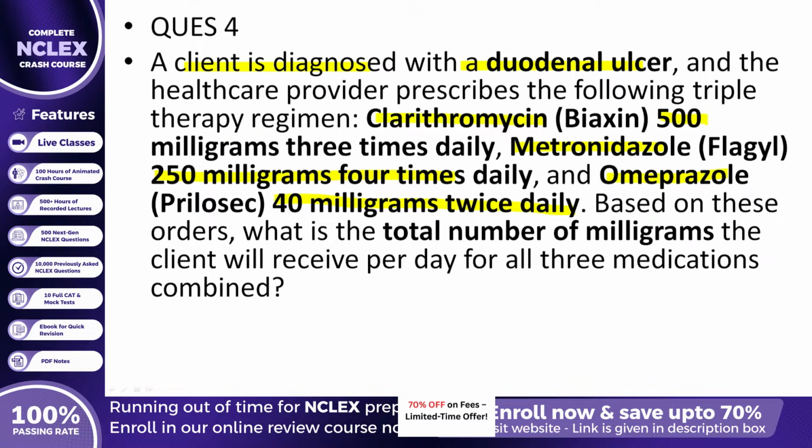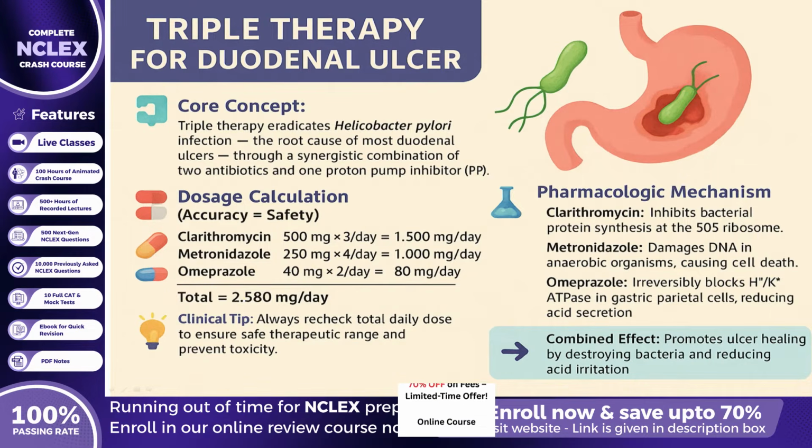Based on these prescriptions, the nurse must determine the total number of milligrams the client will receive in 24 hours for all 3 medications combined. After carefully computing, the correct answer is 2,580 milligrams per day. Now, let us thoughtfully explore the expanded advanced rationale behind this answer. This question not only checks mathematical accuracy, but also tests your understanding of Helicobacter pylori, H. pylori, eradication therapy, the cornerstone of duodenal ulcer management.